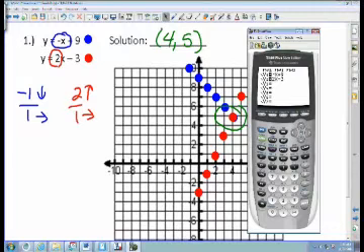First thing I want you to do is press graph. I want you to make sure that you graph the two lines correctly. Are they going in the right direction? Do they look like your picture? Yes, they do. Now we can check in two different ways.